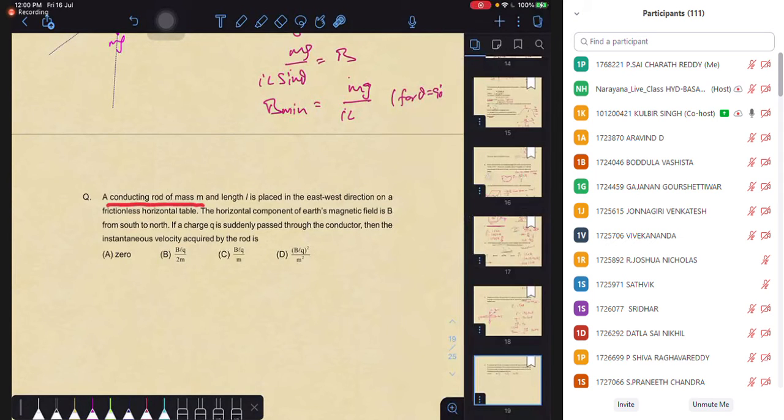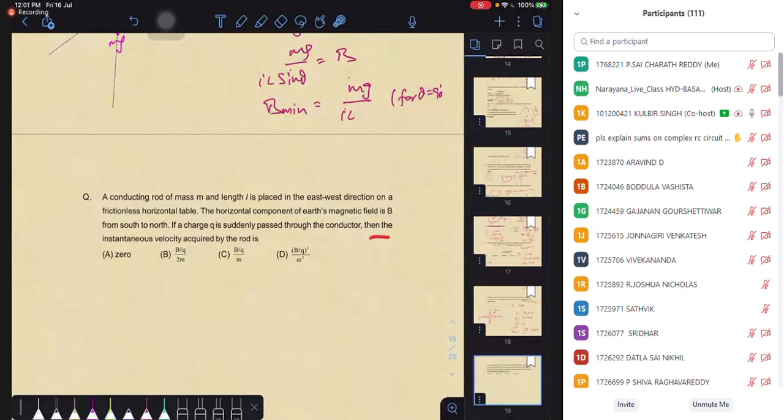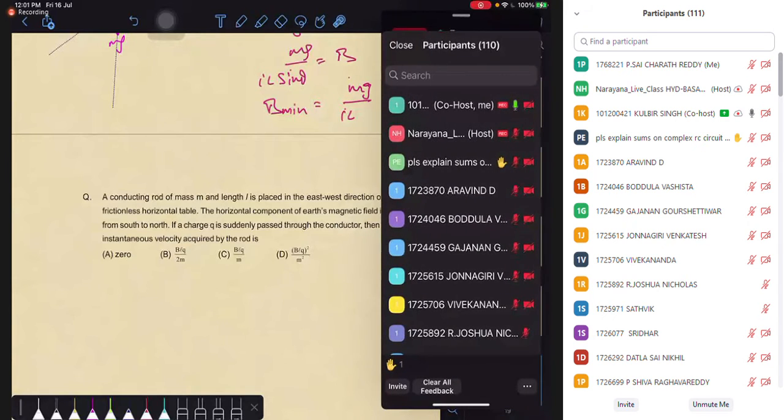So he says a conducting rod of mass and length is placed in the east-west direction on a frictionless horizontal table. The horizontal component of the Earth's magnetic field is from south to north. If a charge is suddenly passed through the conductor, then the instantaneous velocity acquired by the rod is... the instantaneous velocity acquired by the rod.